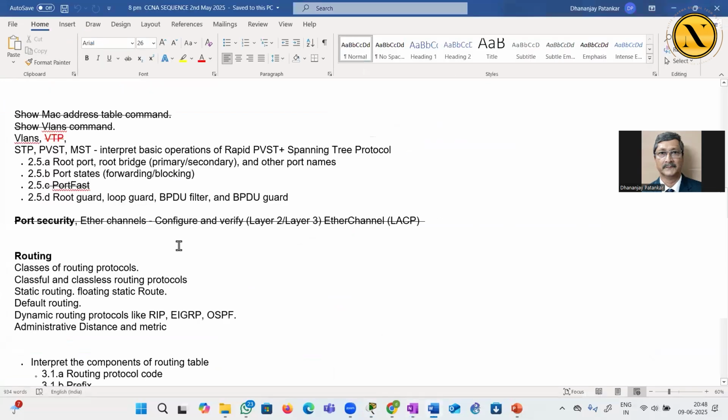So we have done all these things. Now we understand PVST, MST, Rapid PVST, root port, root bridge, primary, secondary, and alternate ports, and forwarding and blocking, right? PortFast and root guard. Now let's do only this much, and we are done with switching today. Got it? End of switching. But I'll show you the PPTs then, in 1 or 2 days.